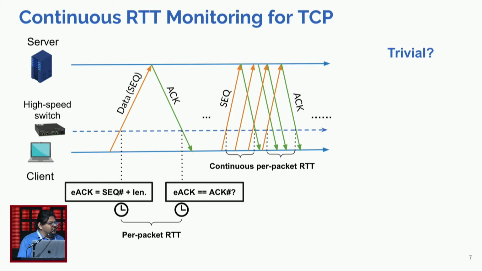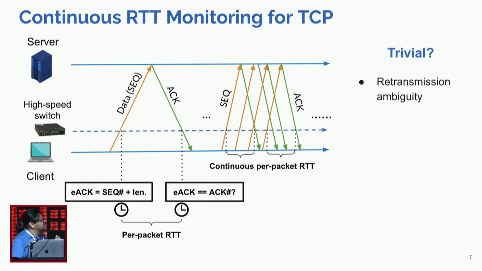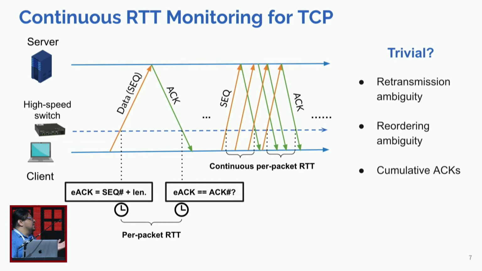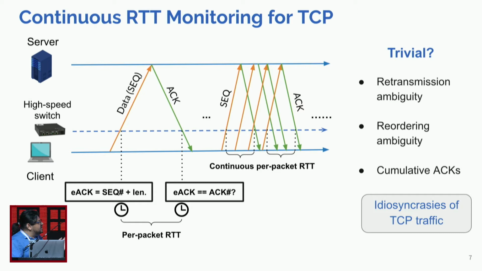And we can keep doing this throughout the lifetime of the connection, and it'll keep giving us RTT samples. Now, this should be trivial, right? It's just a matching of two numbers. But, well, TCP has some peculiarities because of certain features that it enables. One of them is retransmission, and it can lead to ambiguities in how the RTTs are collected. Reordering is another source of ambiguities. And finally, TCP also has cumulative ACKing, which means that a lot of the packets do not even get acknowledged, and they keep living in the memory of the switch, which becomes expensive. We call these the idiosyncrasies of TCP traffic, if you will.